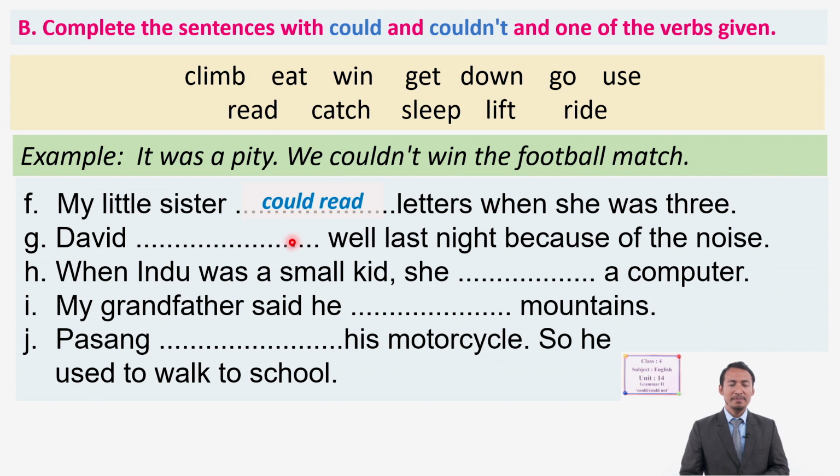David, okay, well, last night because of the noise. So which verb do we need here? At night we sleep, right? So we sleep here. So David could not sleep well last night because of the noise. When there is noise, we cannot sleep. So David could not sleep last night.